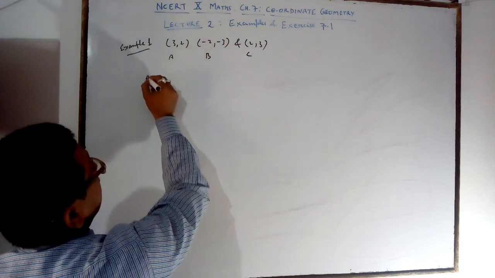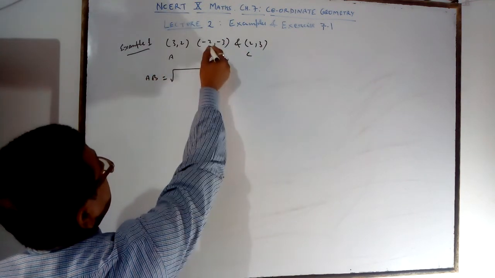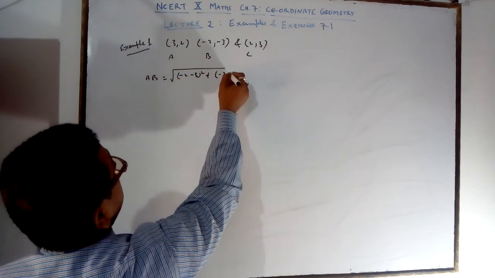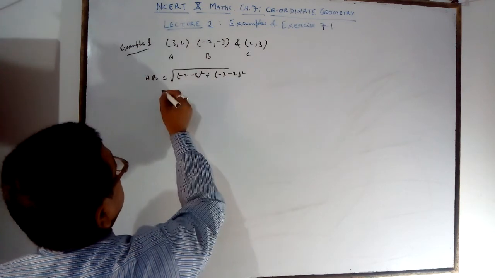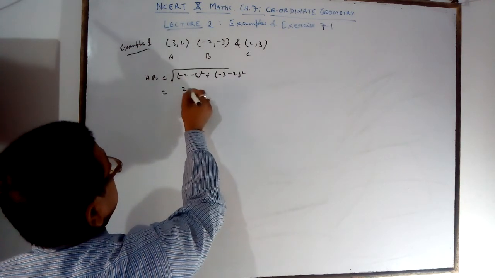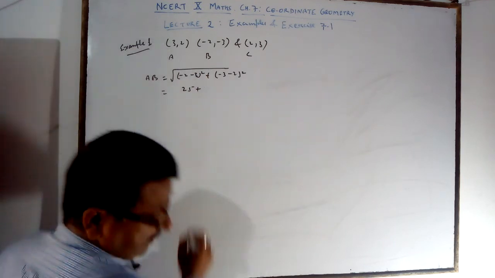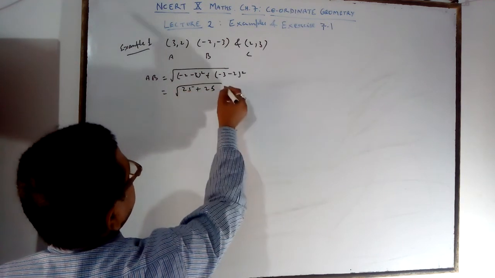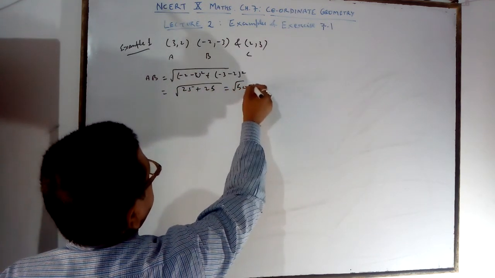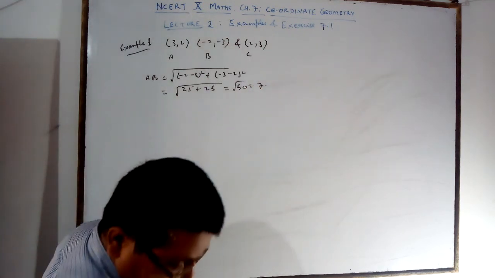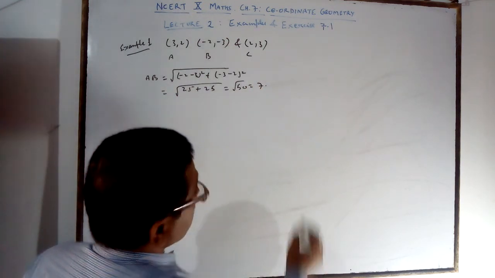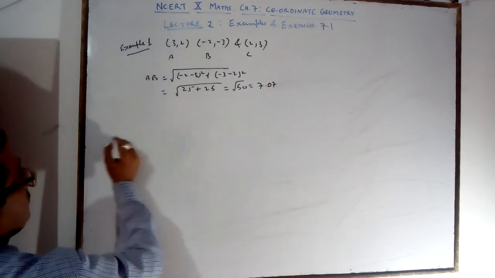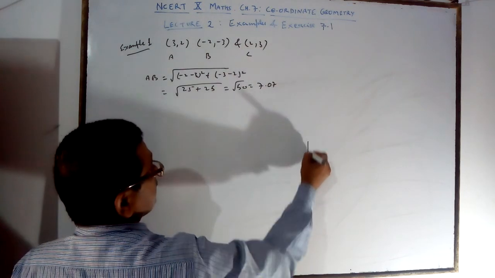Take ABC. Find AB with the distance formula: (x2 minus x1) whole square plus (y2 minus y1) whole square. You will get 25 plus 25, that will be 50, root 50. That is approximately 7.07. You will find it by square root. If you don't know, then you can apply the division method like this.